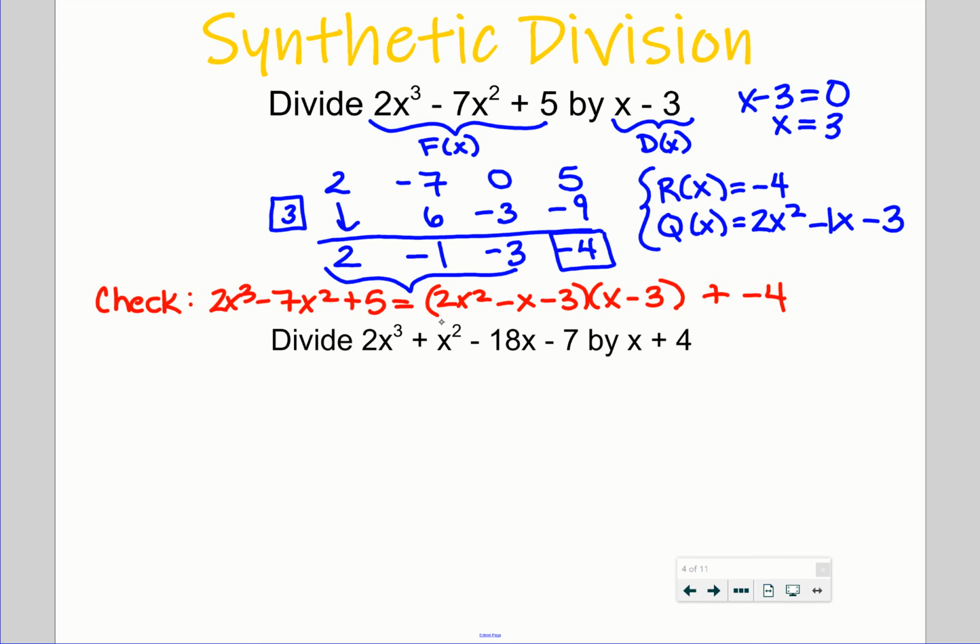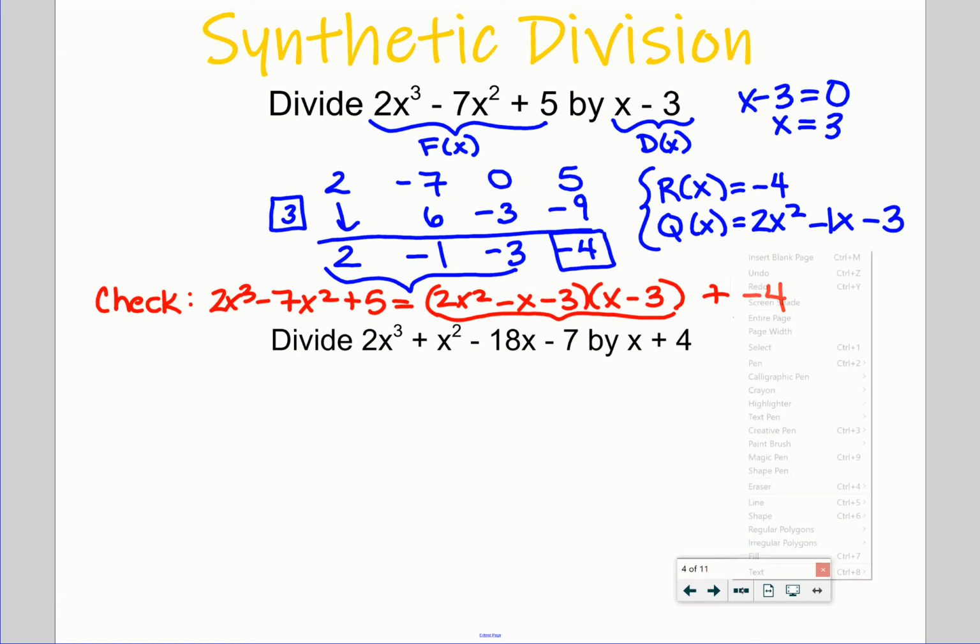Now to check here, you would have to simplify. You'd have to do a larger foiling problem here. Distribute, multiply everything in the first parentheses by everything in the second parentheses, combine your like terms, add -4, but you should, if you simplify that right side, be equal to your original polynomial on the left. So that's the division algorithm if you want to check that those two expressions are equivalent.